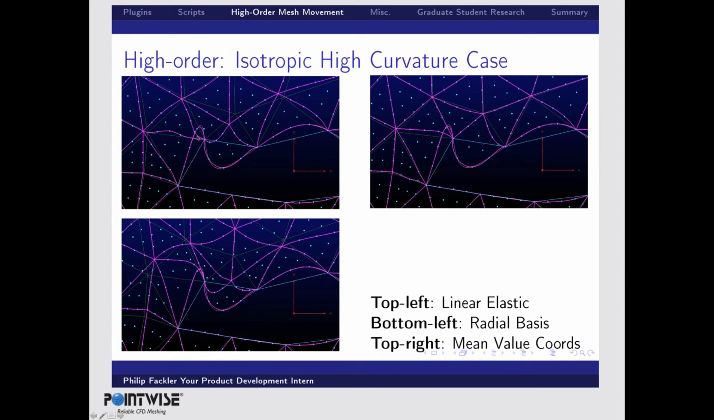The top left image is the linear elastic result. You can see that it did not properly elevate the mesh at this upper side. The top right is the mean value coordinate results. It does a little bit better, but it's still an invalid mesh. And then the radial basis is on the lower left. Again, it's better than the other two, but it still is not quite a valid mesh. So there's some issues with these methods for these highly curved boundaries.